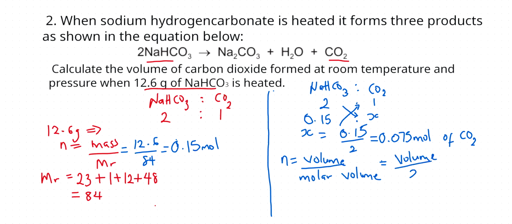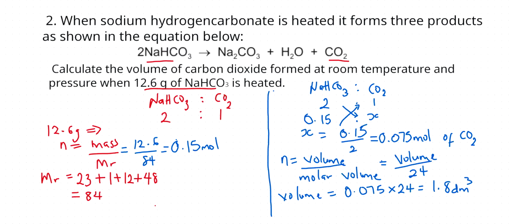Now we're looking for the volume. We already have the number of moles. So making the volume the subject of the formula will give us this. So that will be equal to the number of moles, that is 0.075, multiplied by the molar volume, 24. And that will give us this. And that is our final answer for this question.